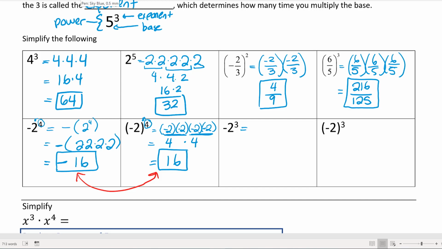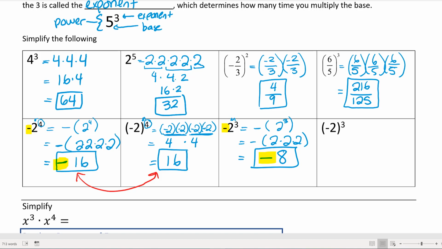Notice that negative 2 cubed is very similar to the quantity of negative 2 cubed. These next two problems are very similar, except the first one means the opposite of 2 cubed because the 3 is only being applied to the 2. So this is negative 2 times 2 times 2. 2 times 2 times 2 is 8 with a negative on it. So the answer is just negative. Whenever you see a negative out front with no parentheses, your answer is just going to be negative.